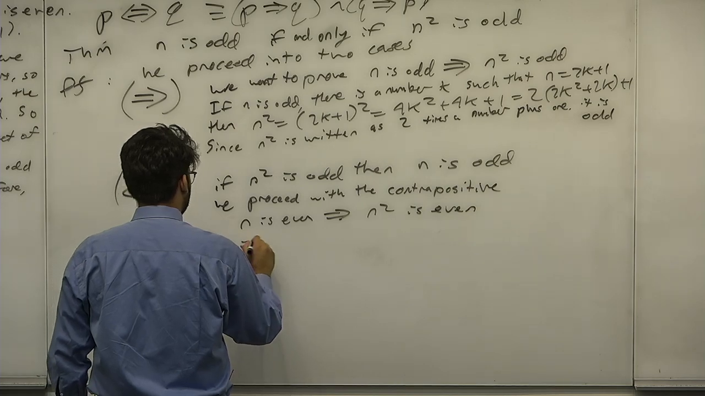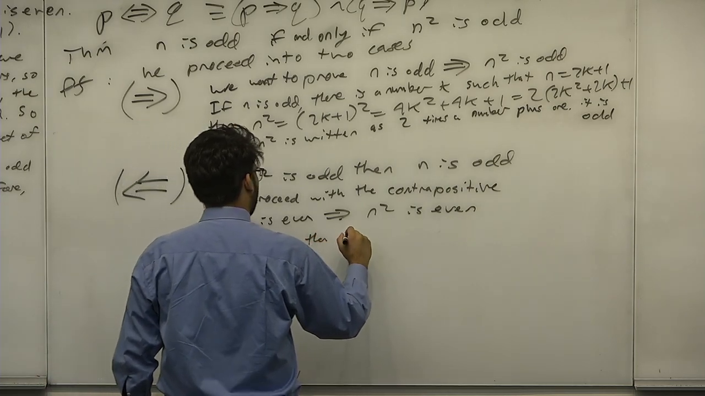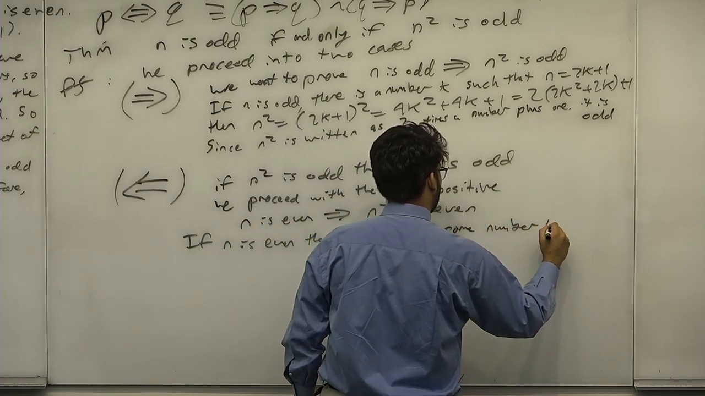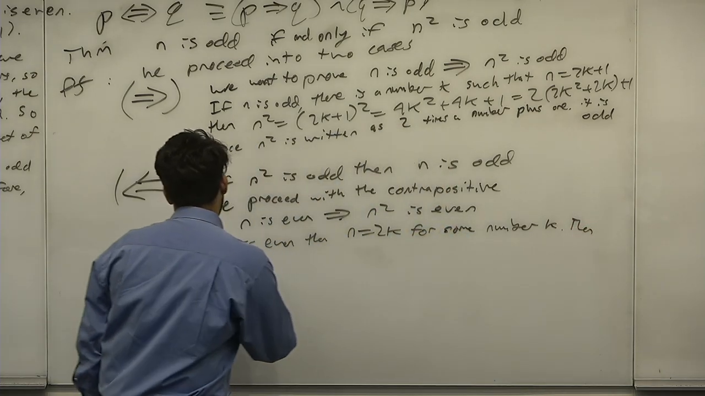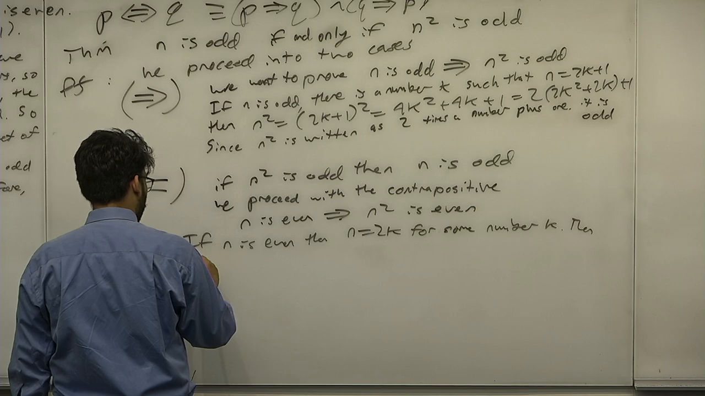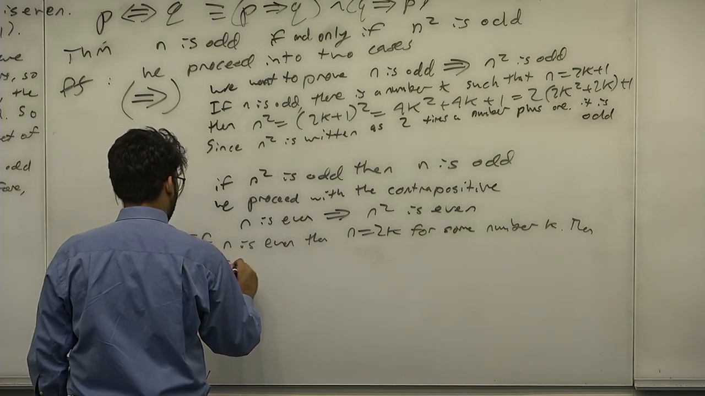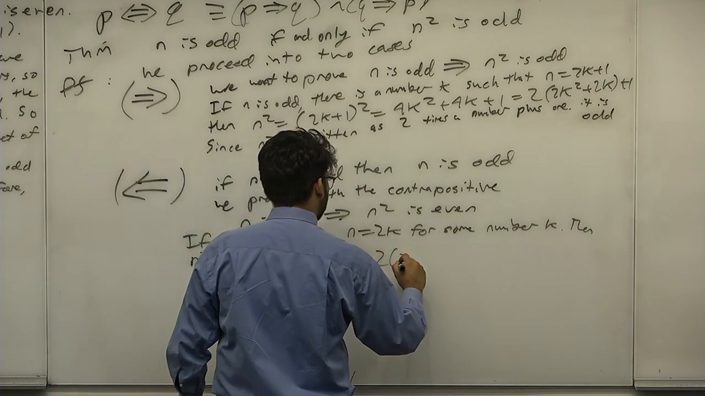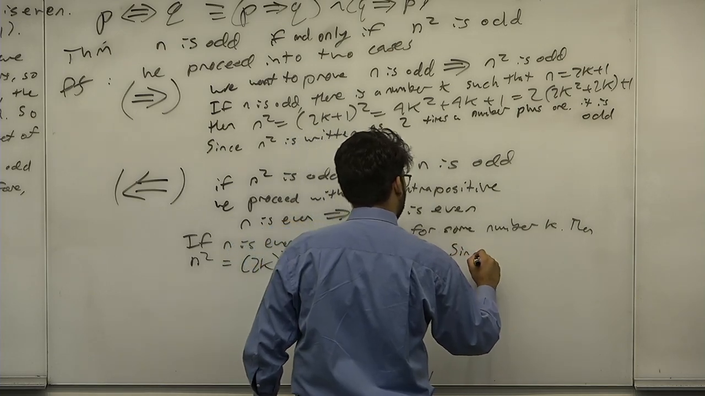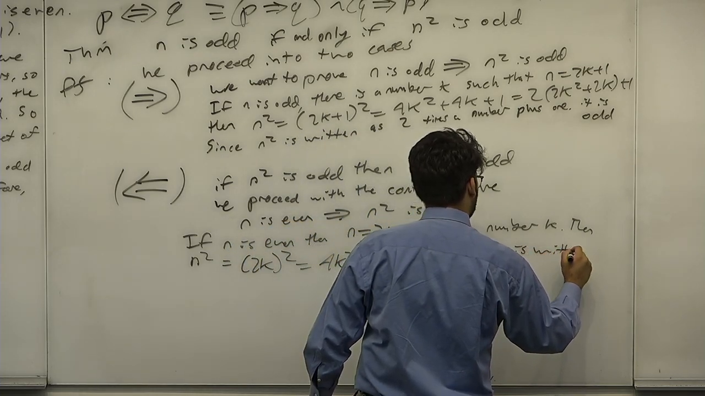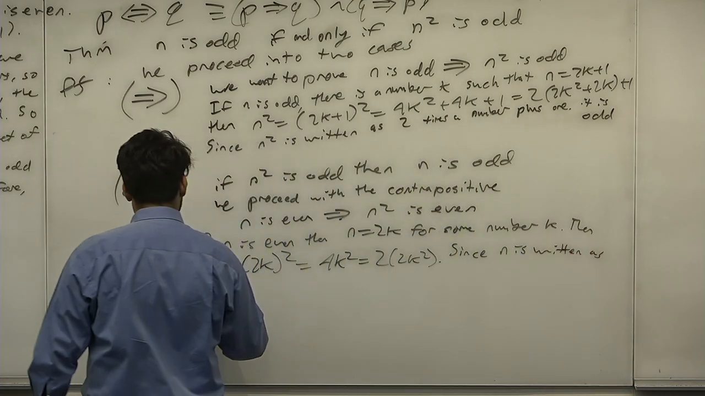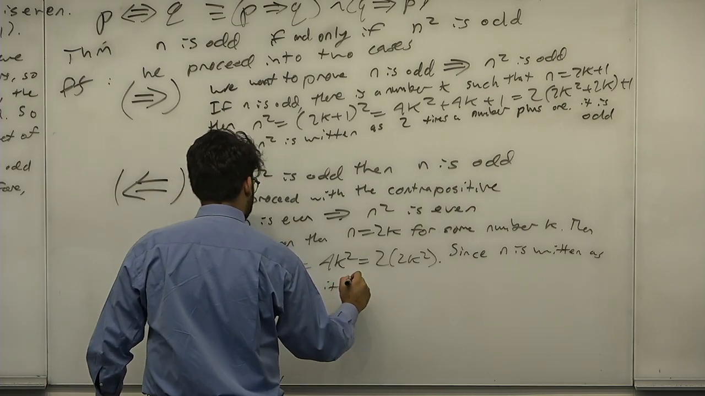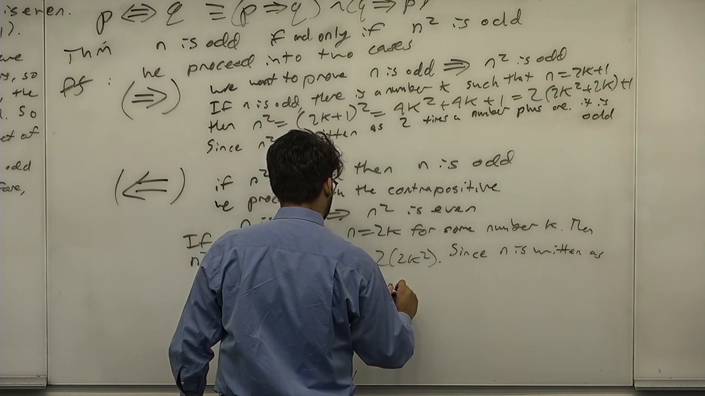If N is even, then N is equal to 2K for some number K. Then N squared is equal to (2K) squared, which is equal to 4K squared, which is equal to 2 times 2K squared. Since N squared is written as 2 times a number, it is even. QED.